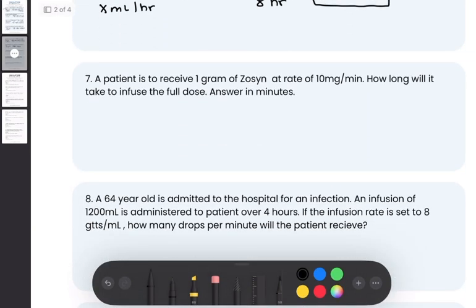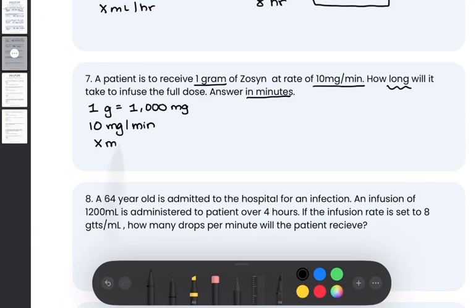Question number 7. A patient is to receive 1 gram of Zosyn at a rate of 10 milligrams per minute. How long will it take to infuse a full dose? Answer in minutes. Now this question is asking about time specifically. We know that 1 gram is 1,000 milligrams. Your rate here is 10 milligrams per minute.